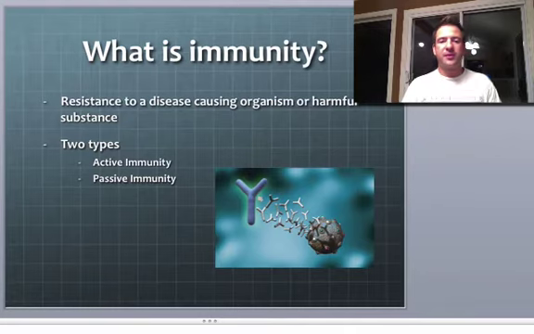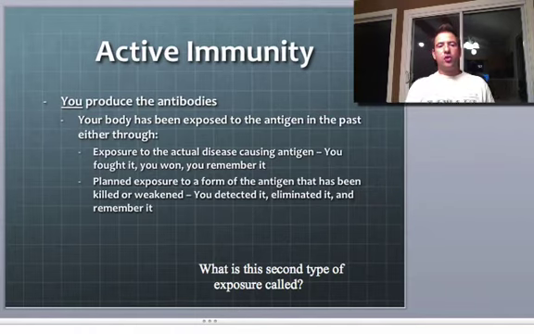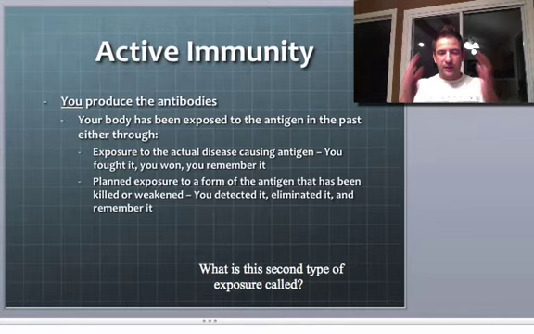So what is immunity? By definition, it is resistance to disease-causing organisms or harmful substances. There are two types we're going to look at: active immunity and passive immunity. With active immunity, you produce the antibodies in your body. Your body has been exposed to an antigen in the past, through two things. One is exposure to the actual disease-causing antigen. You fought it, you won, you remembered it. So we recognize it.